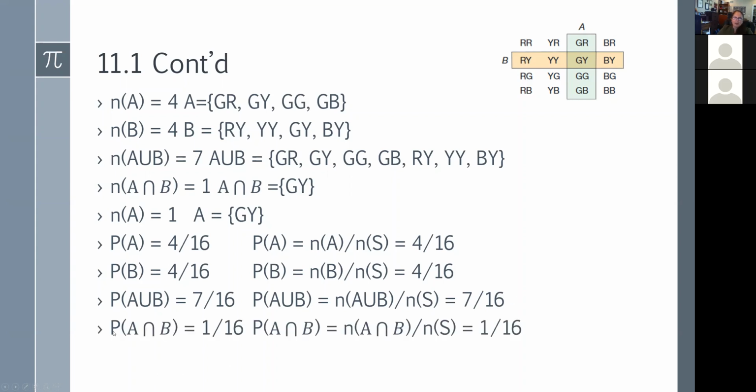And then the probability of A intersect B is 1 out of 16. To find that probability, we first look at the number of outcomes in A intersect B, which we know from previous is 1, and that's divided by the number of outcomes in the sample space, which is 1 out of 16.